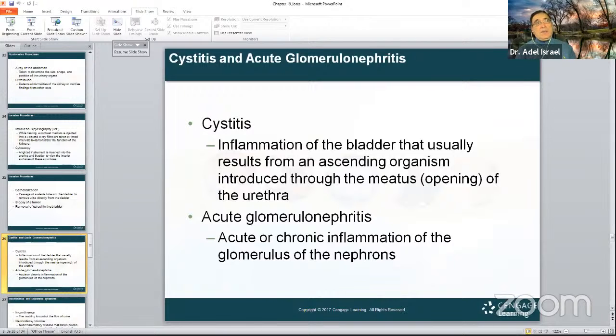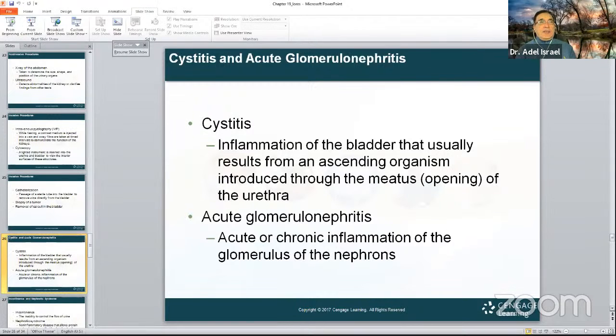The first and common complication is cystitis. As you know, this word is composed of two words: cyst, which means the bladder, and itis, which means inflammation or infection. This means infection or inflammation of the urinary bladder. And by the way, I need to give you an impression about this cystitis. Cystitis is more common in female than male.